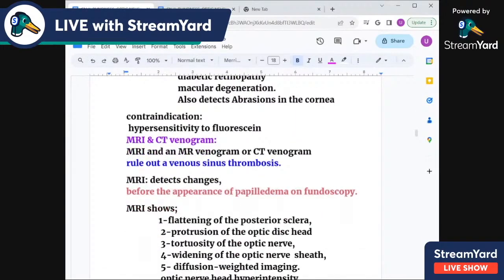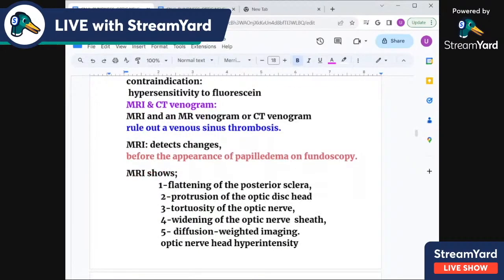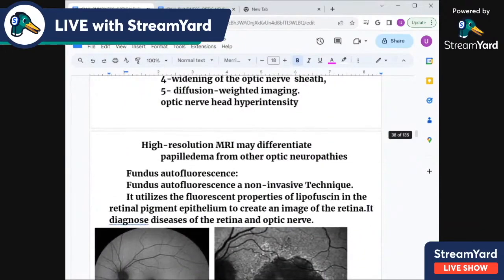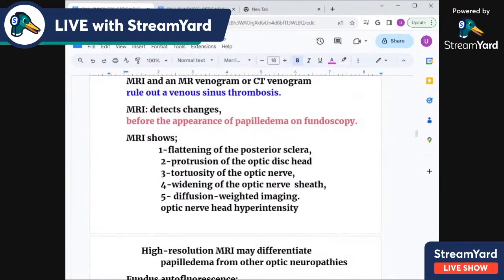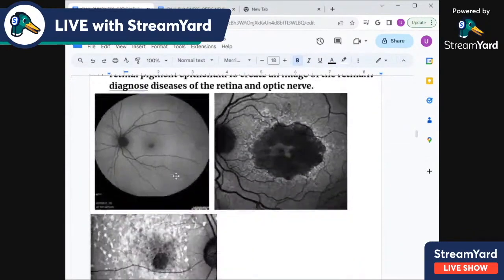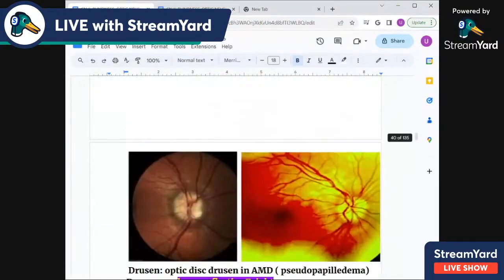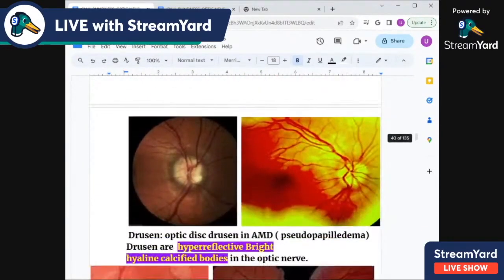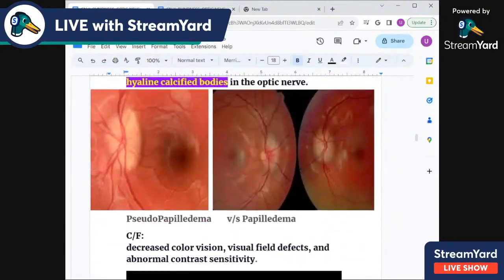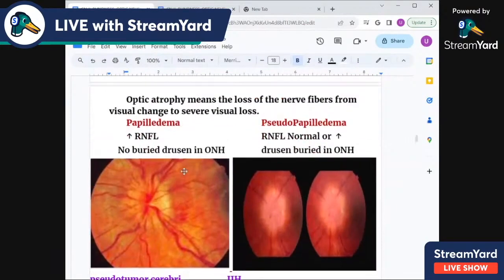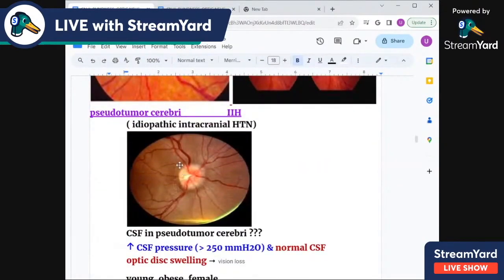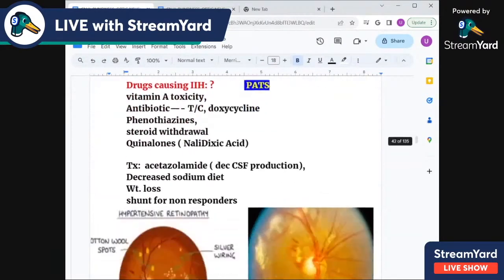If you didn't watch it, you can go back and watch it, so that in the next show, whenever we have it, we'll see that. And we discussed the importance of MRI over ophthalmoscopy. All the autofluorescence we did, and then we did pseudopapilledema, comparing it with the papilledema that occurs in AMD. And then we did pseudotumor cerebri, right? These are the three important conditions.